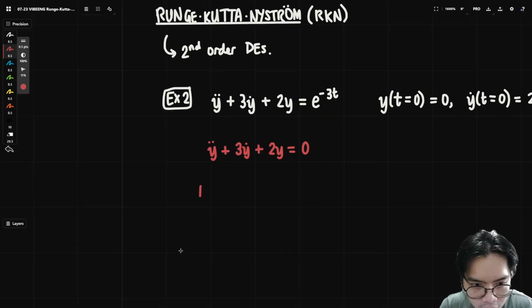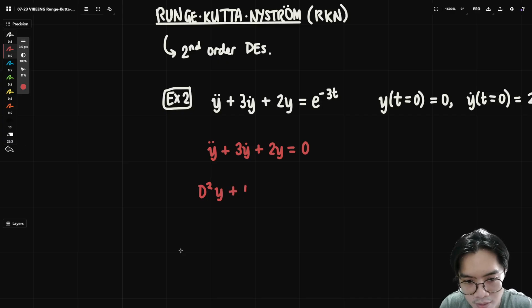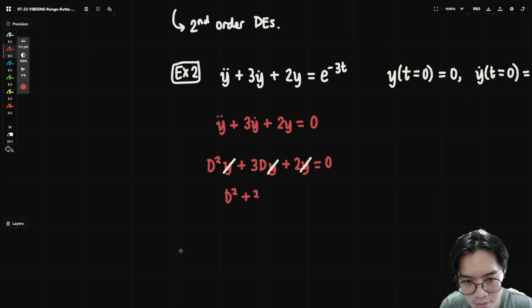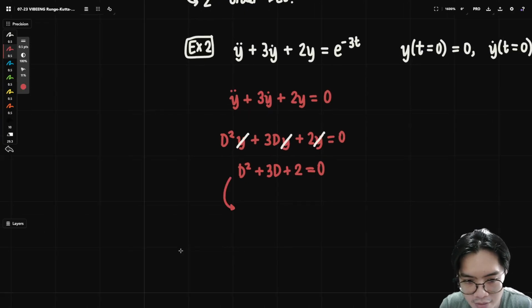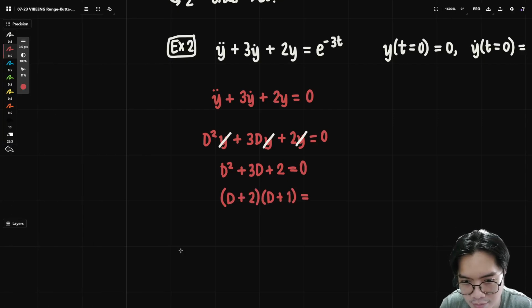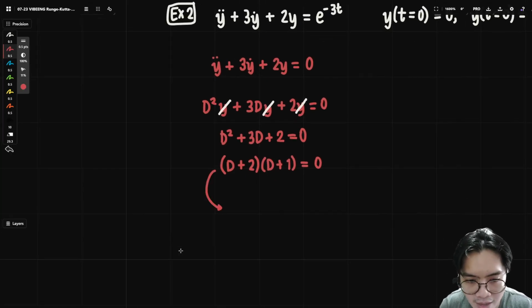And then we apply our differential operator. This was derived twice, so d squared y. This was derived once, so 3dy. And this was not derived, so 2y. Then, cancel, cancel, cancel. We will arrive at d squared plus 3d plus 2 is equal to 0. Meaning, the values of d will be negative. Okay, let me factor first. We will factor this out to become d plus 2 and then d plus 1. You guys can just confirm that later on. But what we will have here are values of negative 1 and negative 2.